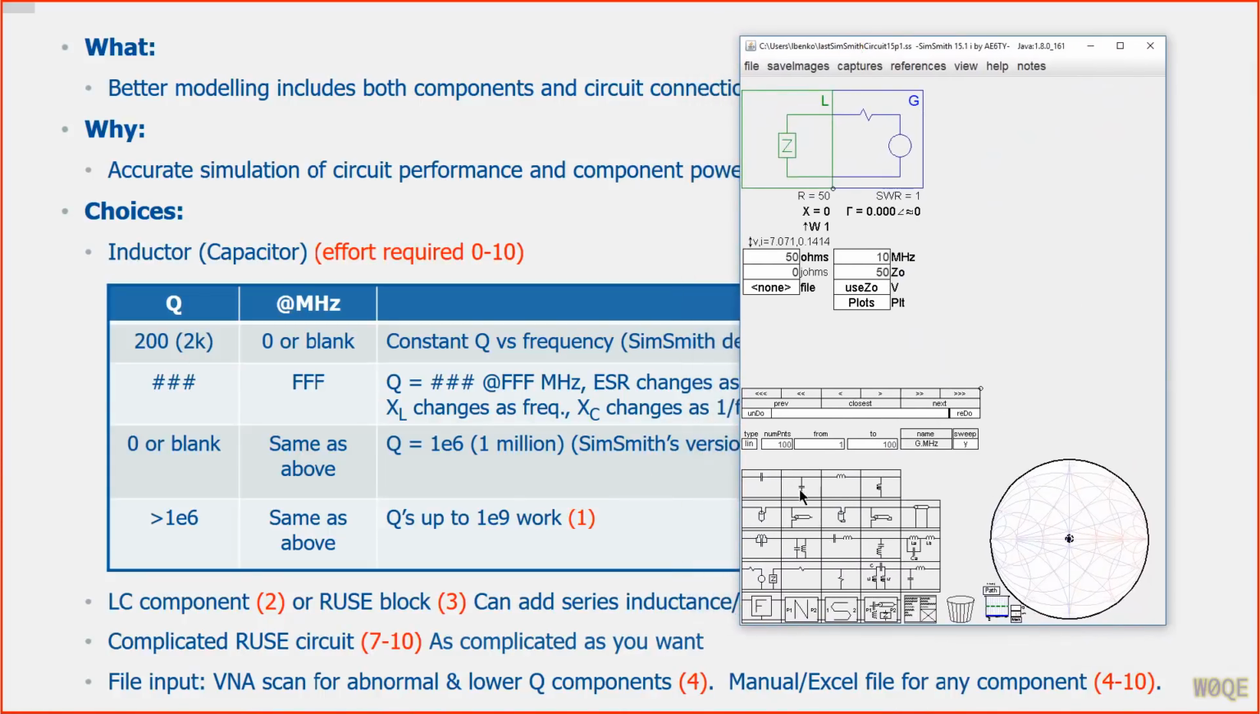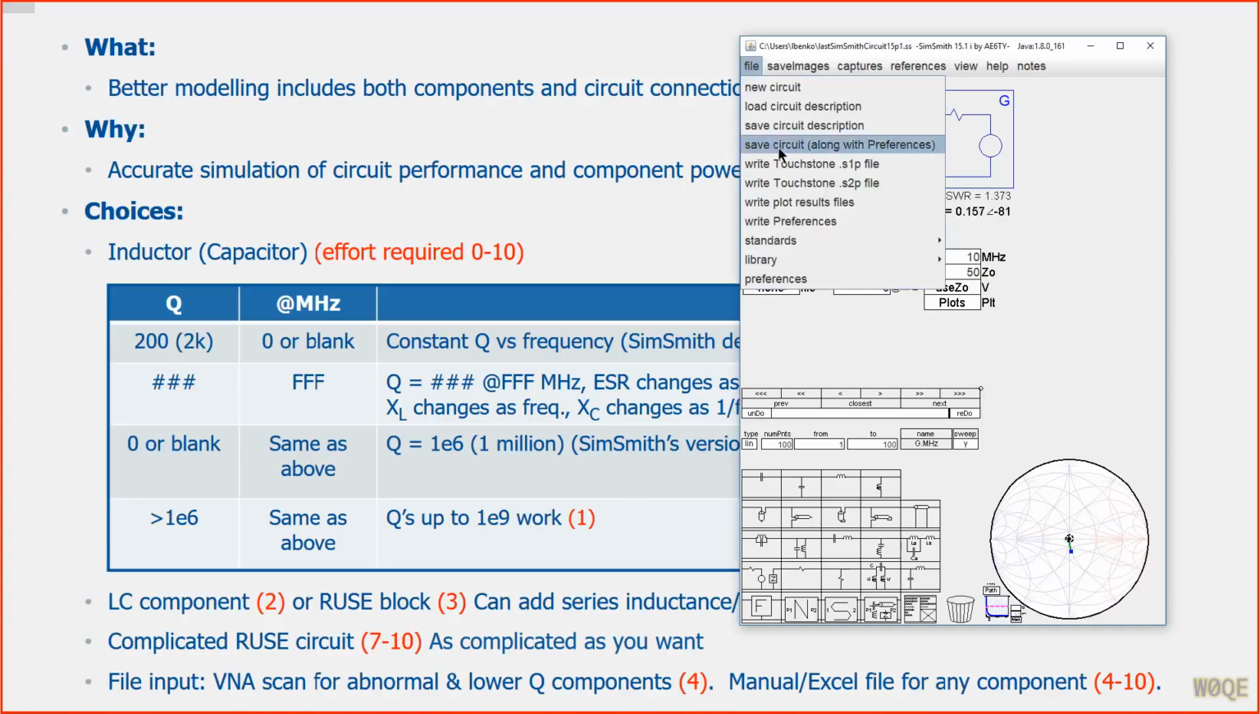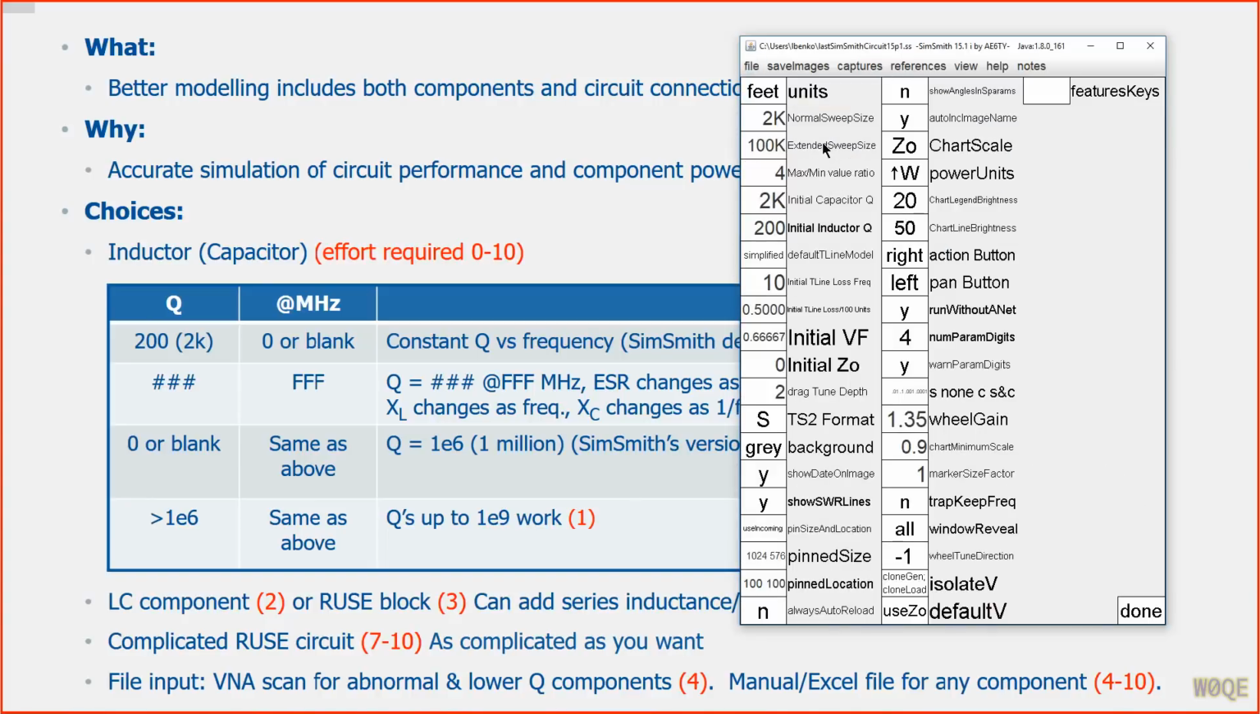If I take SimSmith and I put a capacitor in my circuit, it comes in with a reactance of 50 ohms. You can change this value. We can change this to anything we want. We can get 1,000 picofarads, say. But it comes in with a Q and a frequency. And that's what I want to talk about. These are things we can change. The way SimSmith initially comes in, this 2000 is a preference up here under File Preferences. It's 2000 right there.